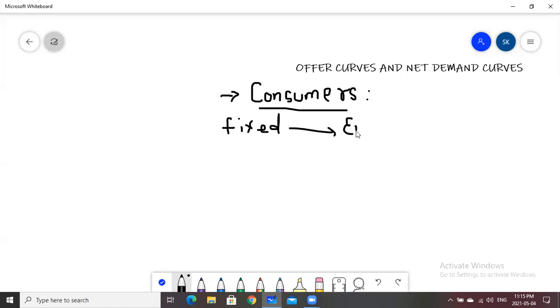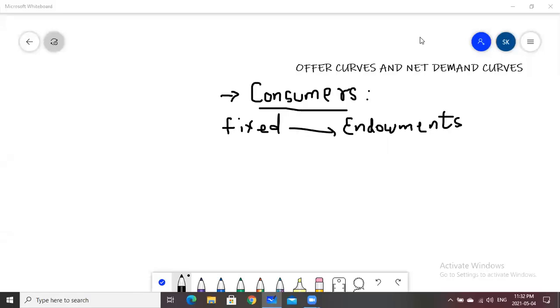Let me write it over here. The endowments of this consumer, the behavior of a woman is studied over here. Her endowments are all fixed, not variable. Either she will consume her endowments or she will sell these endowments in the market in order to gain income so that she can finance her purchases.